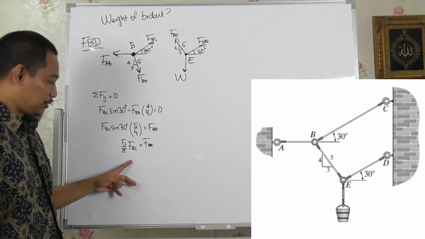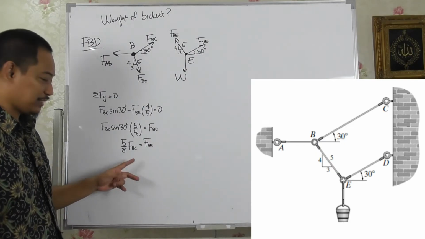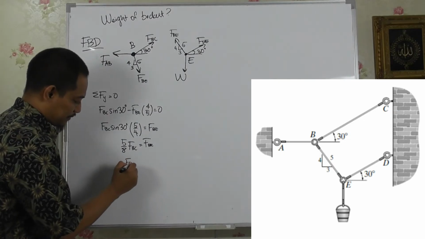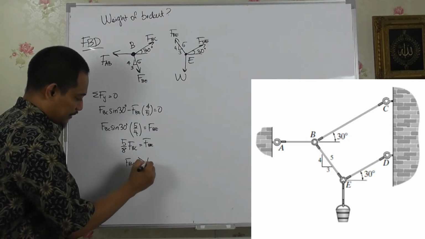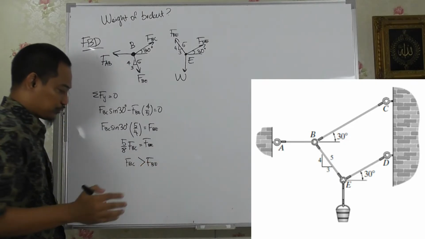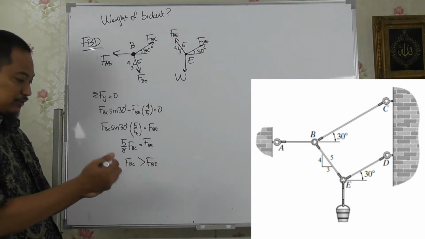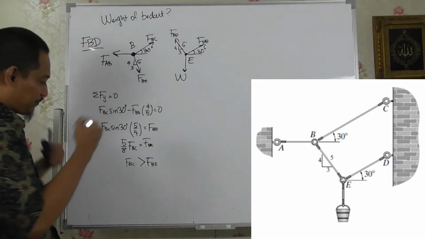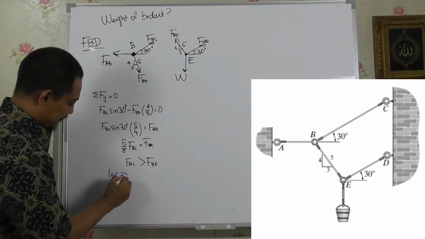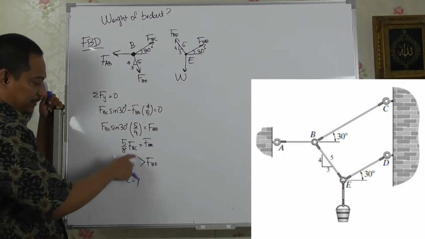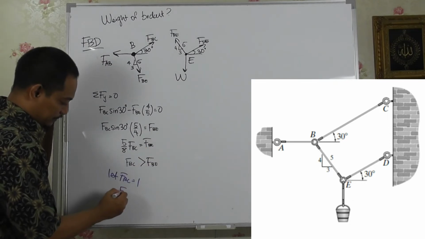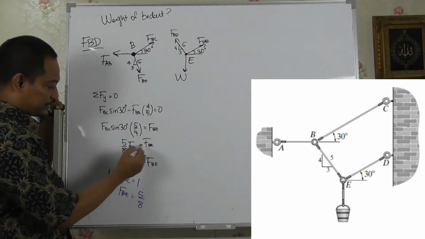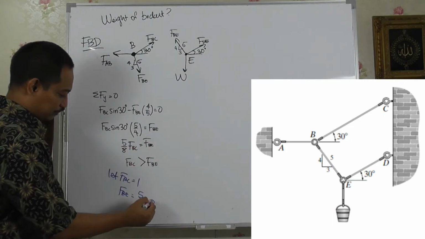Logically, you should be able to, but if you cannot, you just substitute a number. Logically, you can see that FBC is larger than FBE. For those who cannot see, why? Just assume, let FBC equal to 1. If FBC equals 1, FBE will be 5/8. You plug in 1 here, this one becomes 5/8 or 0.625.